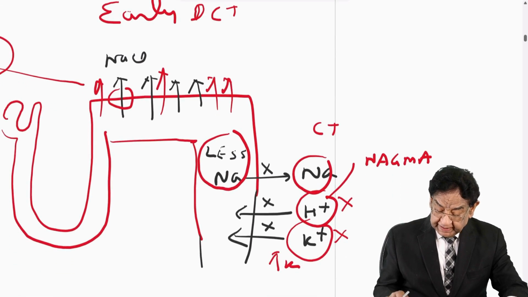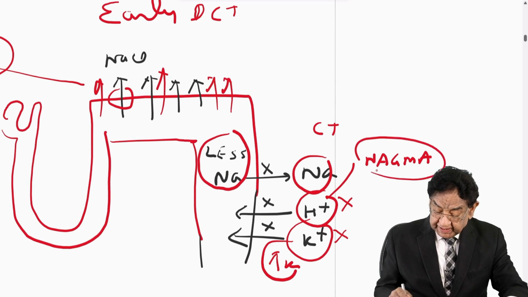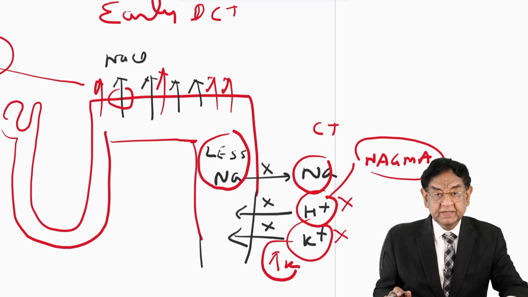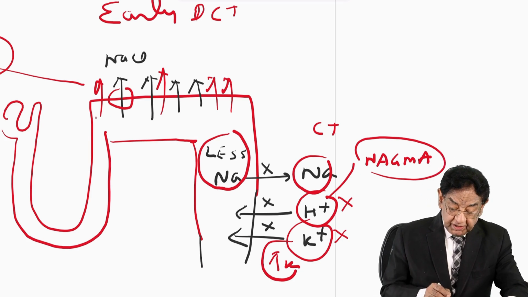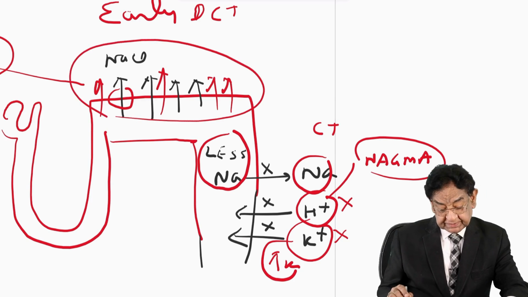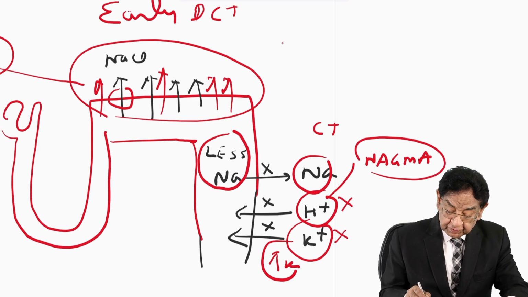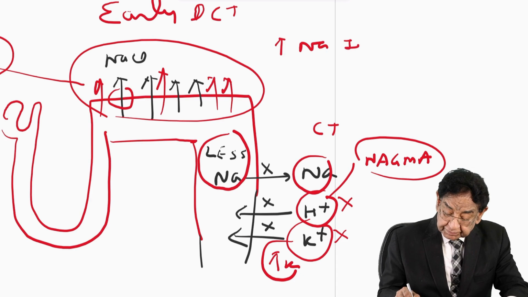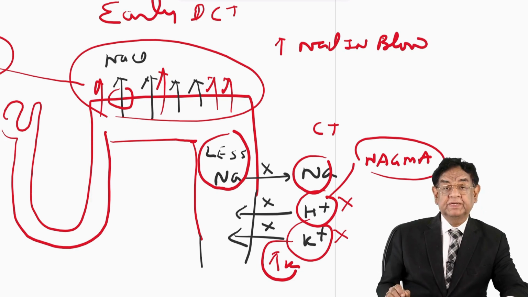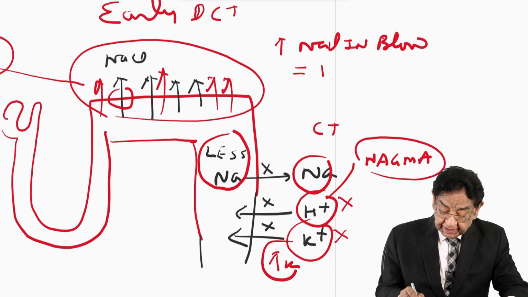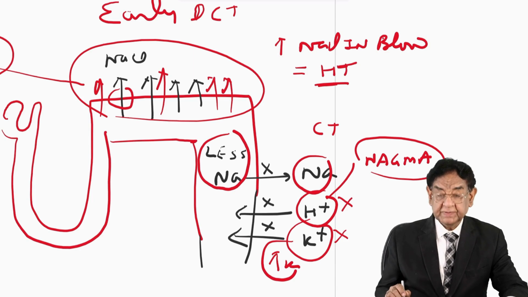So now we understood why hyperkalemia occurs, why non-anion gap metabolic acidosis occurs. But let us see what is happening here. A large amount of sodium chloride is getting reabsorbed here, and this will lead to increased sodium and chloride in the body, in the blood. And that is the reason why they develop hypertension, because a large amount of NaCl is there.